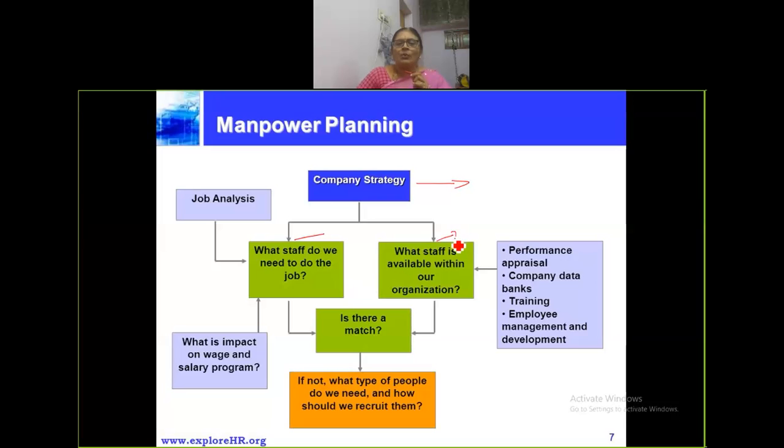Right. Now there are some people available in the organization. What is the performance appraisal you have? The company data bank. Then what training are you going to give them? Employee management and development. Then what staff do we need to do the job? Is there a match? If not, what type of people do we need and how many should we recruit? What is the impact on the wage and salary program? So, job analysis. You should analyze the type of job and what type of people you need.